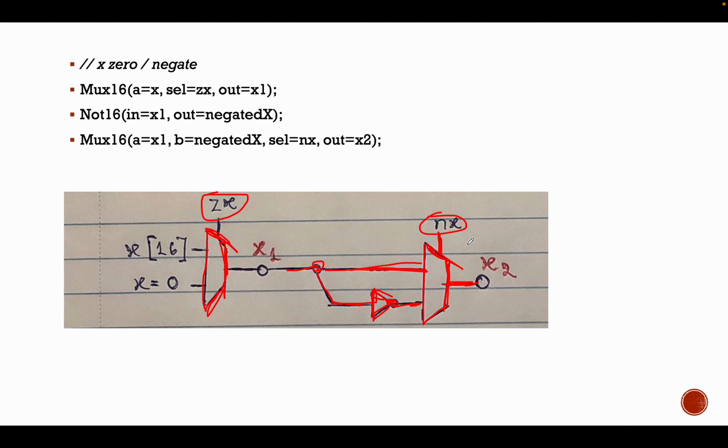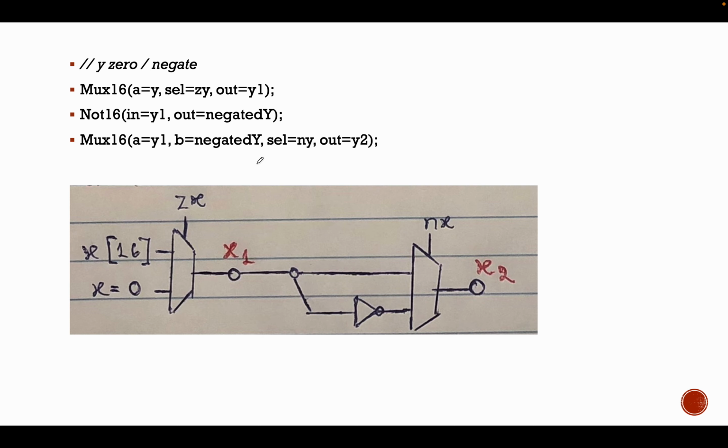So if NX is true, then we negate X1. So we basically take the answer from whatever comes out of this NOT gate. And if NX is not true, then we just use the same answer. So straight from X1, we just keep that answer. We don't do anything. Okay, so the answer from the second multiplexer is X2. That's what we name it. So this is X2, the result from the second multiplexer.